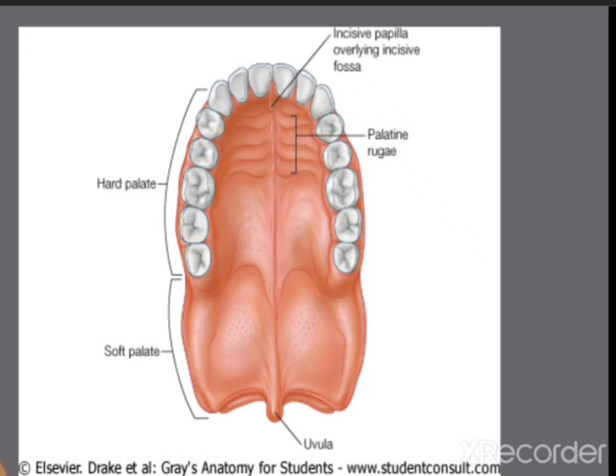So in the diagram, we can see the hard palate with horizontal palatine rugae in the anterior part of the hard palate, and this is the mucoperiosteum, which is covering the periosteum, that is, the bony areas of the hard palate.